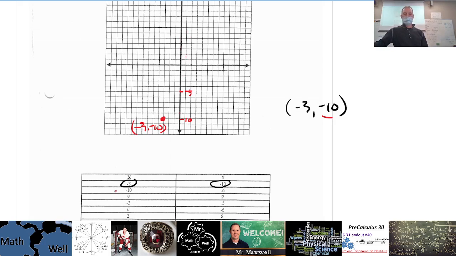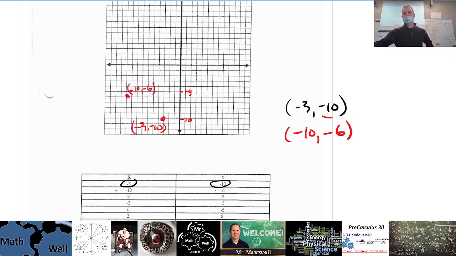Now, the next one is -10, -6. Okay, right away I know what quadrant this is in. It's in the monkey quadrant, right? It's in the third quadrant. So I'm going to go -10. I'm going to count by 2s now. 2, 4, 6, 8, 10. Okay, there's 10. And I'm going down 6. 1, 2, 3, 4, 5, 6. Yeah. So there's -10, -6.